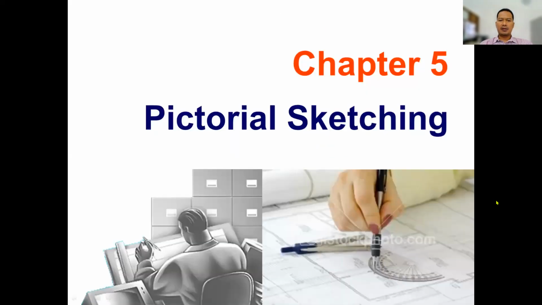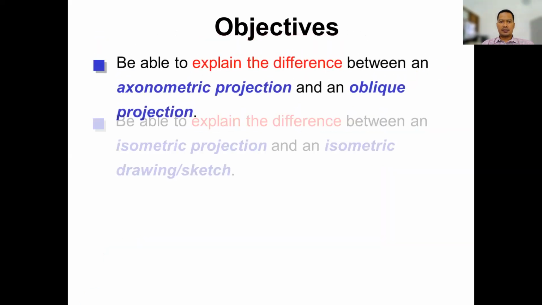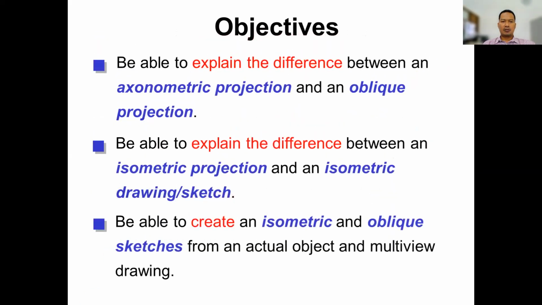Okay, chapter 5 is about pictorial sketching. The objectives are: be able to explain the difference between an axonometric projection and oblique projection; be able to explain the difference between an isometric projection and an isometric drawing or sketch; and be able to create an isometric and oblique sketch from an actual object and multi-view drawing.